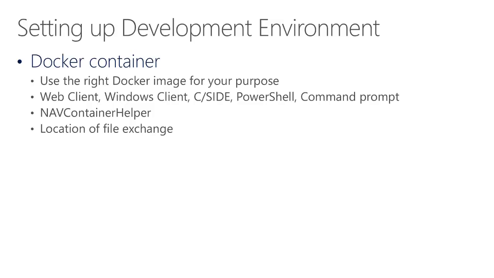Every time that you create a container, it doesn't need to create the whole image again. It only uses part of that image as a template for the new container. So it's very effective and very efficient. Downloading the image might take half an hour, but once the image is downloaded onto your host, you can create a new container within a matter of minutes. The container includes a web client, a Windows client, C-side, PowerShell, command prompt, NAV container helper, and there's a specific folder that you can use to share files between the host and the container. And I'll show you how that all works.